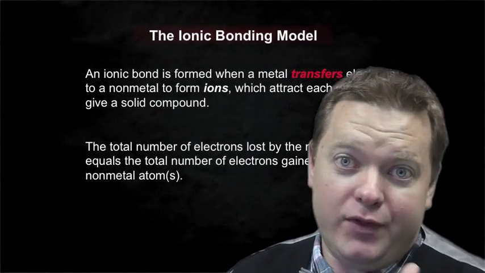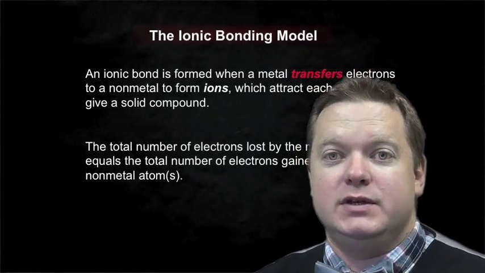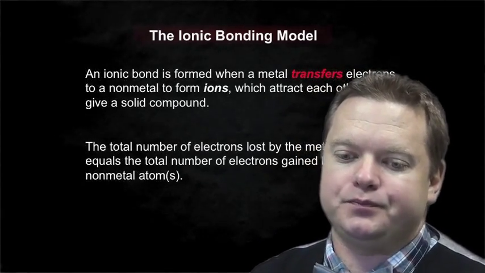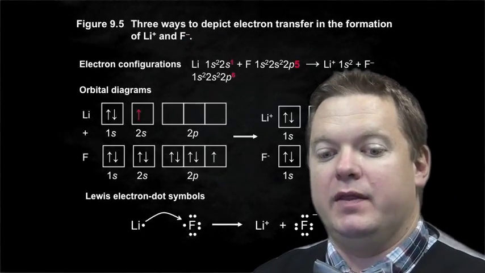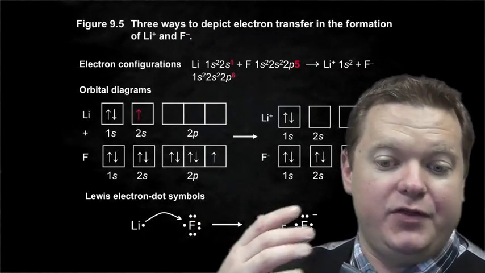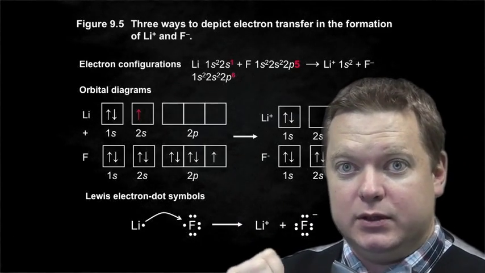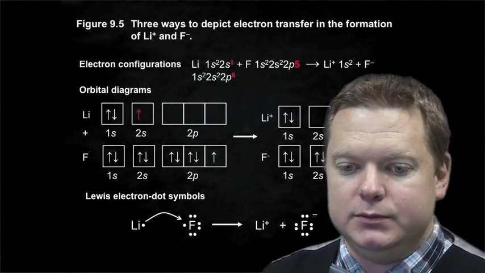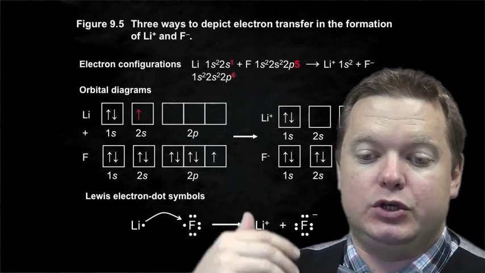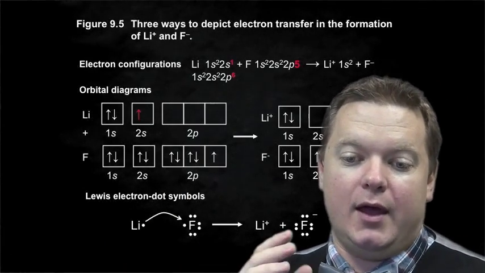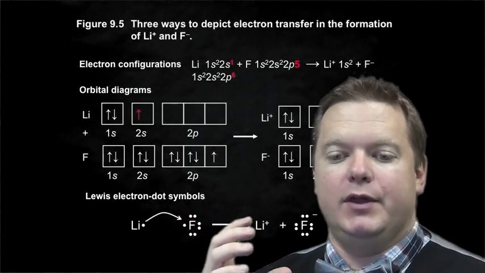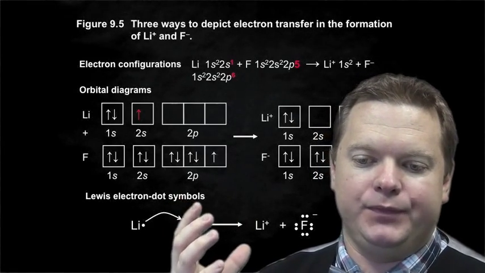So we can show this transfer in any one of the representations we've talked about so far. Right? We can talk about it in the electron configurations. So here we have lithium. It has that 1s, 1 electron in the 2s orbital. It's going to transfer that electron into that available spot in the 2p of fluorine.